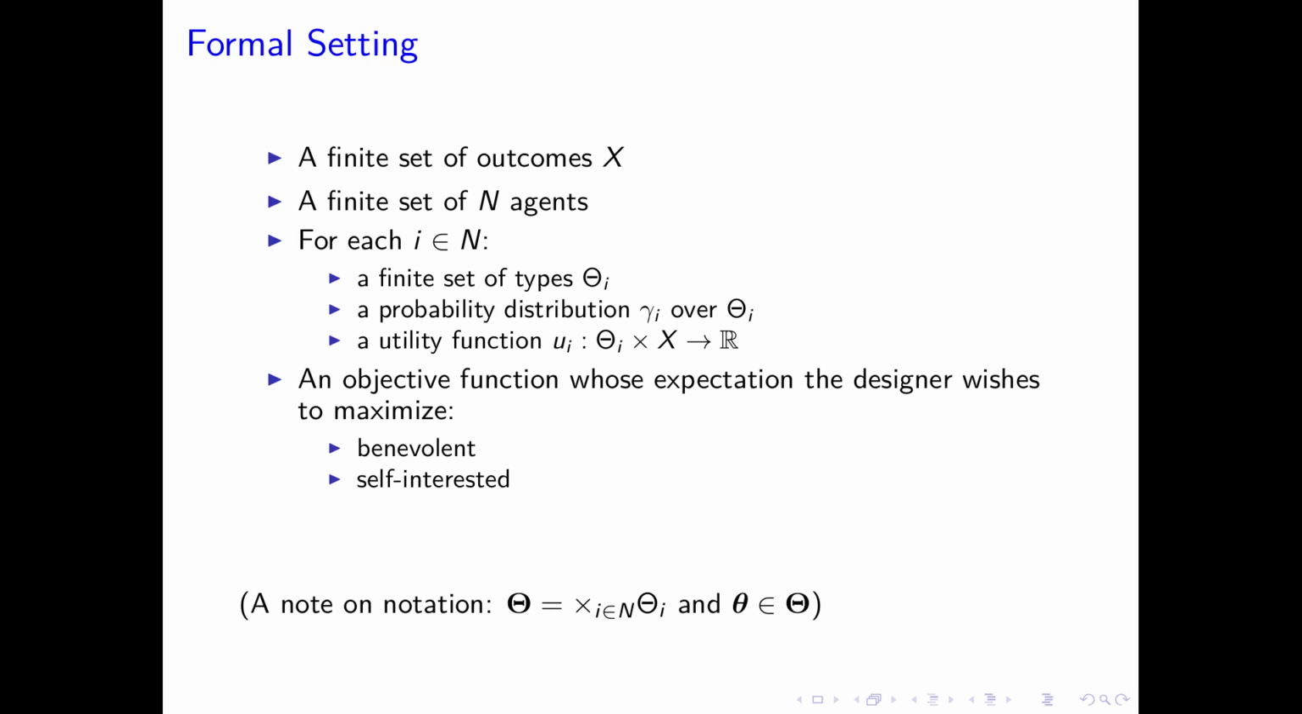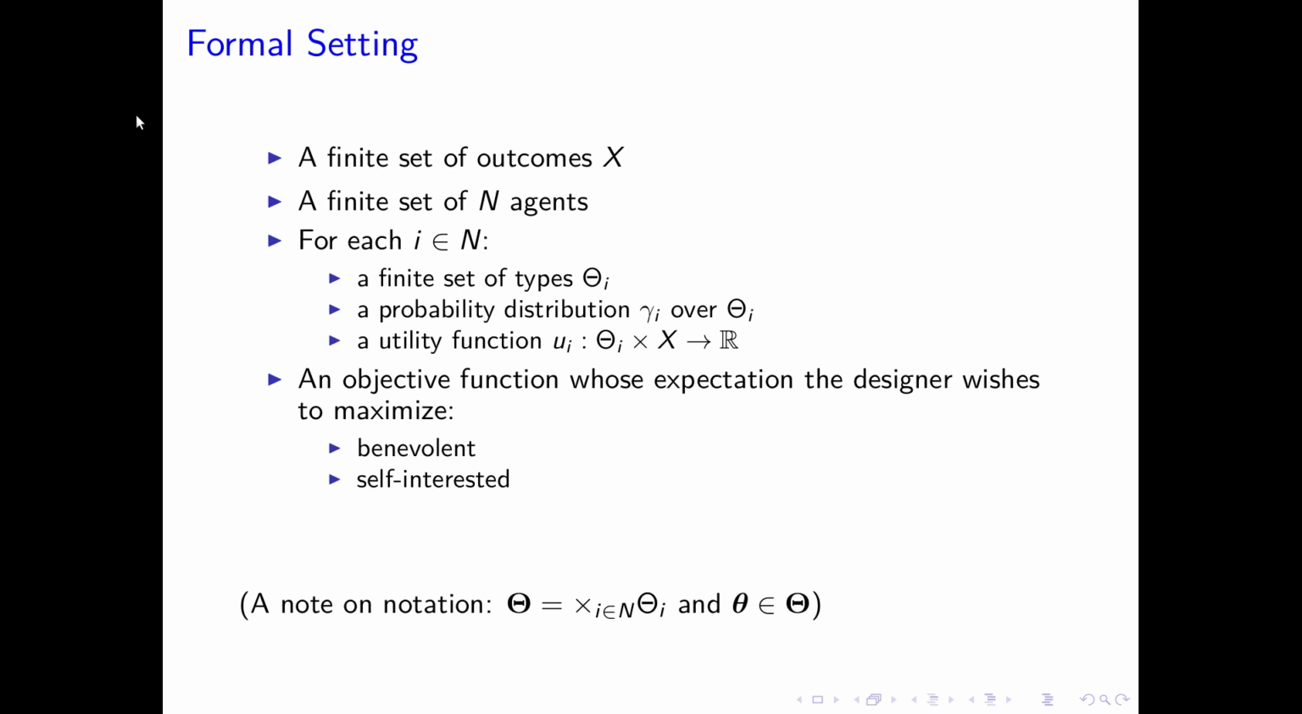When dealing with an automated mechanism design problem, we are given the following setting. There is a finite set of possible outcomes X and a finite set of agents N. Each agent has a probability distribution over a finite set of types and a utility function associating to each pair, type and outcome, the payoff of the player. Then we are given the objective function that the designer wishes to maximize.